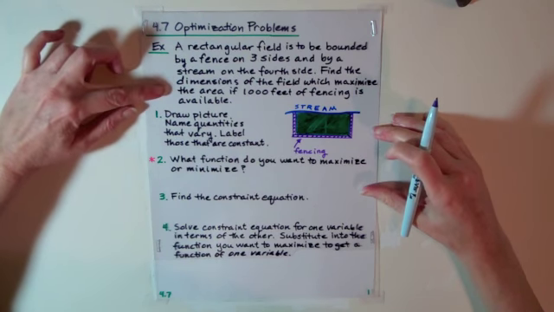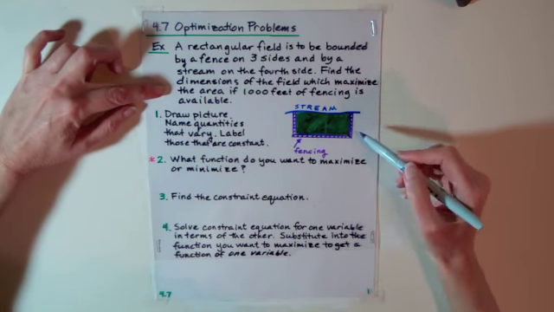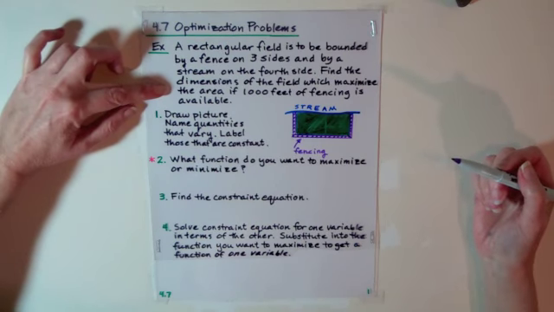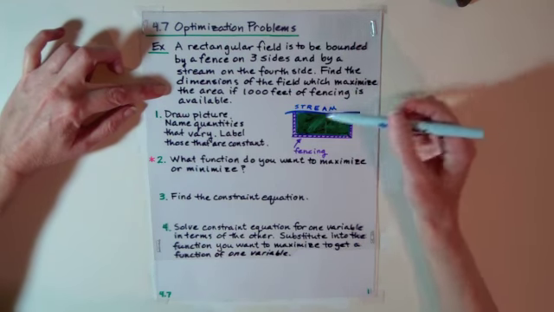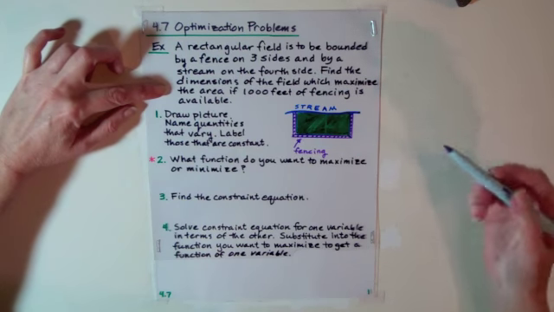Find the dimensions of the field which maximize the area. So we want the largest possible green area that we can get if 1,000 feet of fencing is available. So you look in your warehouse, you only have 1,000 feet of fencing to make this field.